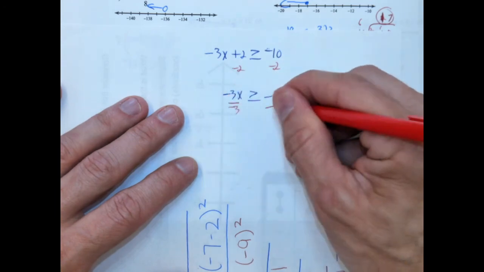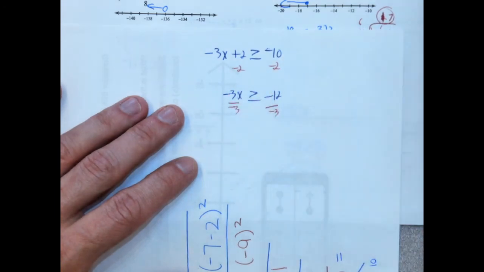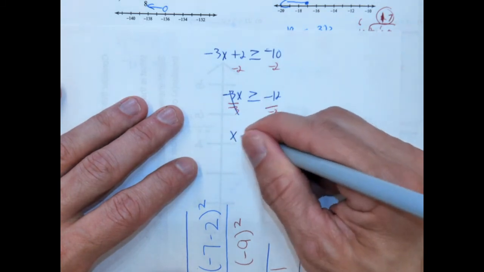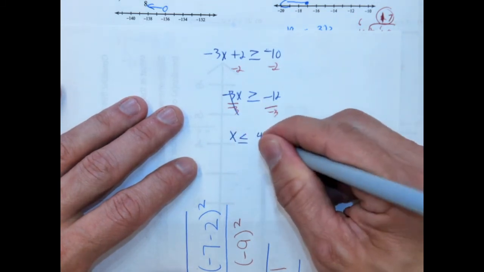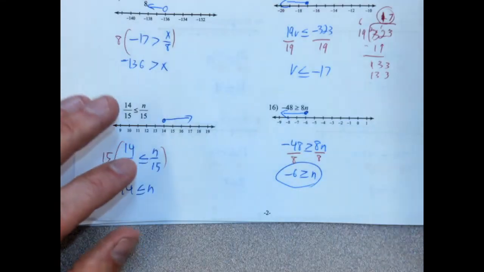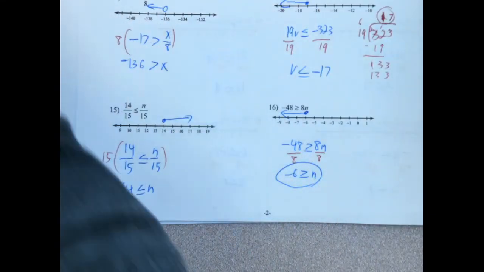And here's the key. If you multiply or divide both sides of an inequality by a negative number, this inequality symbol needs to change direction. So it's going to become less than or equal to. And that's what it would be. Okay? That's the big thing, though. If you multiply or divide both sides by a negative, you're going to change the direction of the inequality symbol.